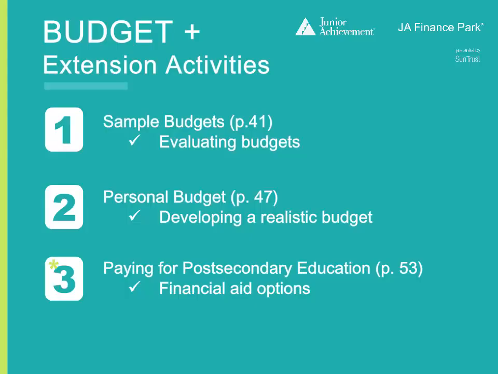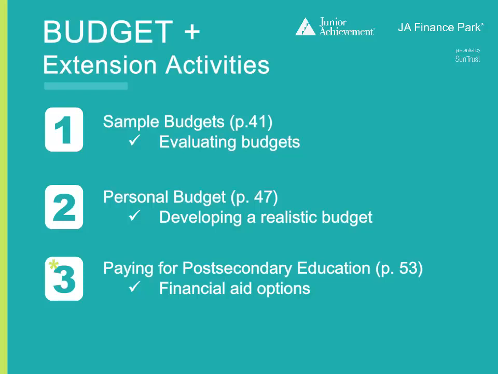You have 3 extension activities for Unit 4. In Extension 1, students practice preparing budgets and making budgeting decisions. They will compare 3 personal budgets and discover that there is no one right way to spend a personal income. Decisions are influenced by goals and values.